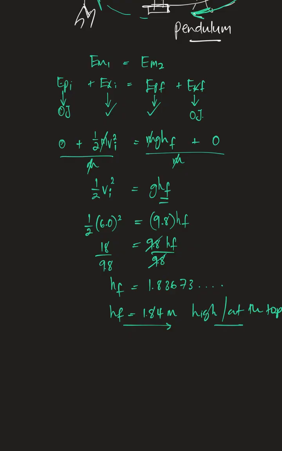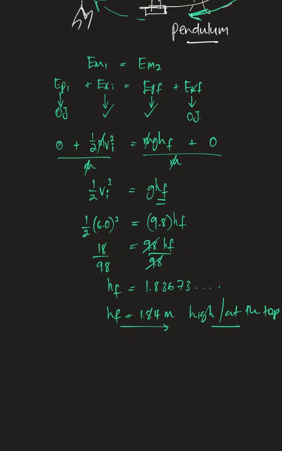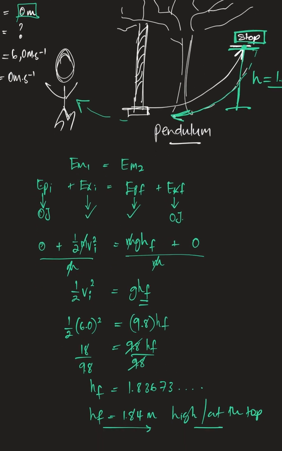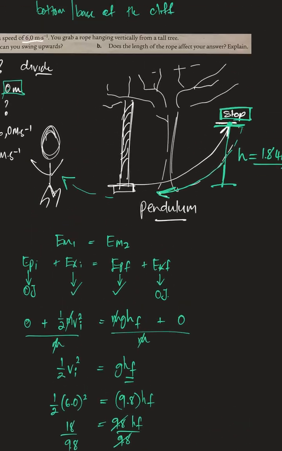All right, so at the top, the highest vertical level you're going to reach is going to be at this point here. The height is going to be equal to 1.84 meters. All right, does that make sense? So there's your answer, and that's how you sort that out.